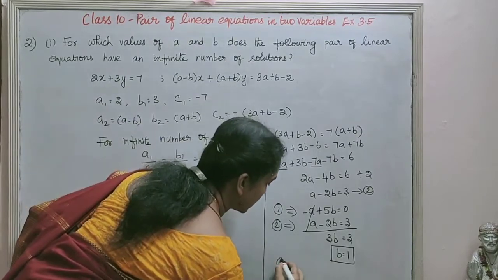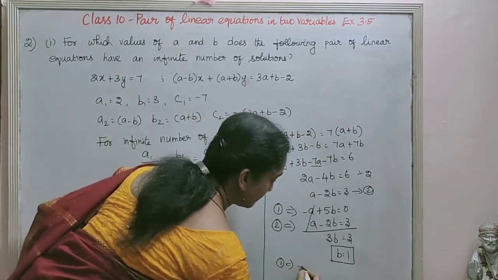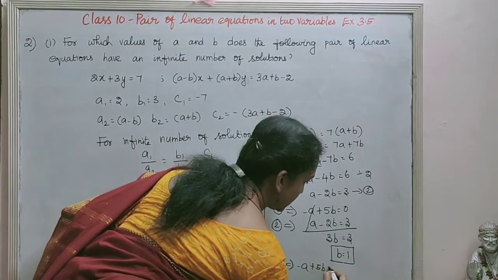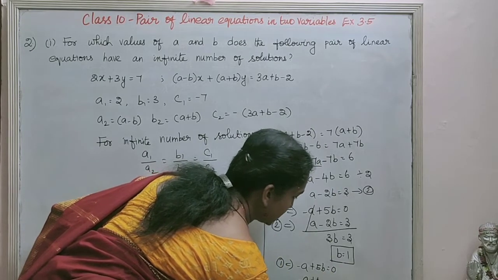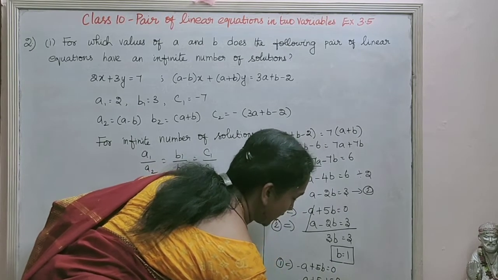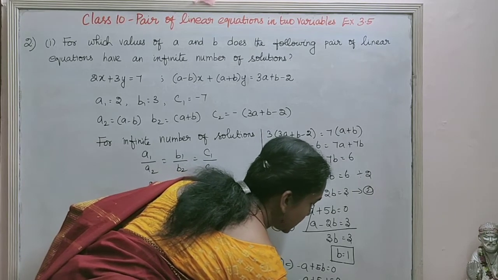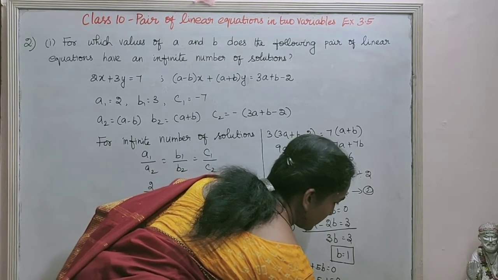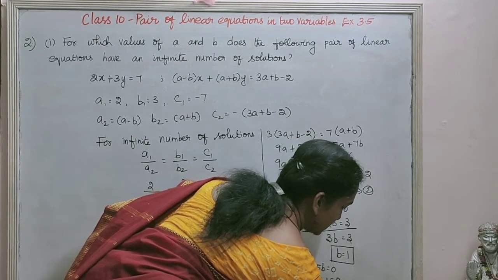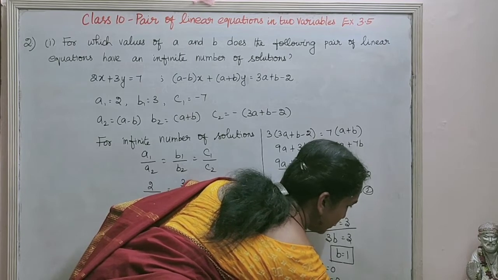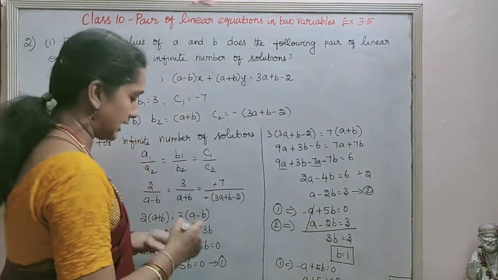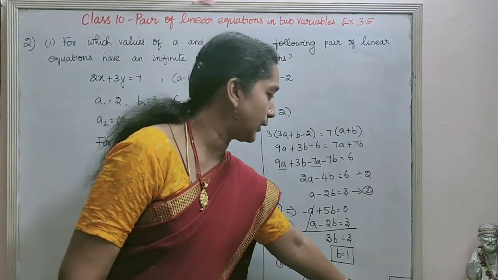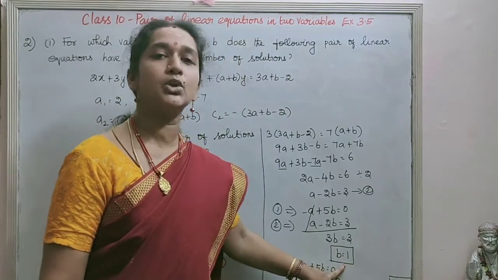I am substituting it in the first equation. So the first equation is minus a plus 5b is equal to 0. So b value is 1, minus a plus 5 into 1, so minus a plus 5 is equal to 0. So minus a is equal to minus 5, so a is equal to 5. We are asked to find the values of a and b. So the value of a is 5 and b is equal to 1.